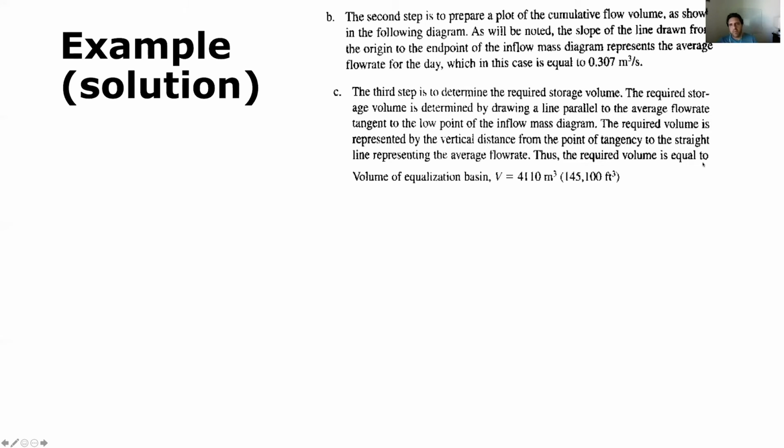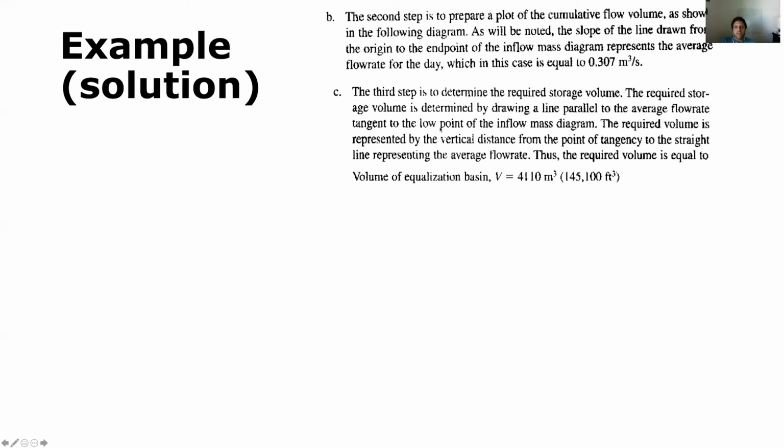The next step is to prepare a plot of the cumulative flow volume as shown in the diagram that you'll see in a second. The slope of the line drawn from the origin to the endpoint of the inflow mass diagram is the same thing as the average flow rate for the day, which, as you saw in the previous slide, is equal to 0.307 cubic meters per second. All right, so the next step is to determine the required storage volume.